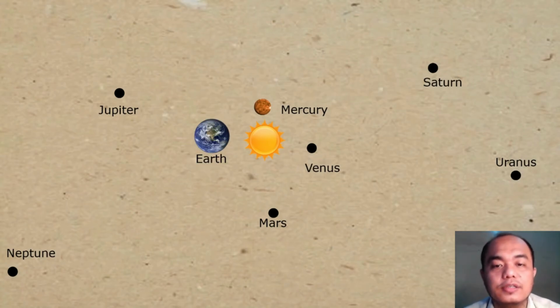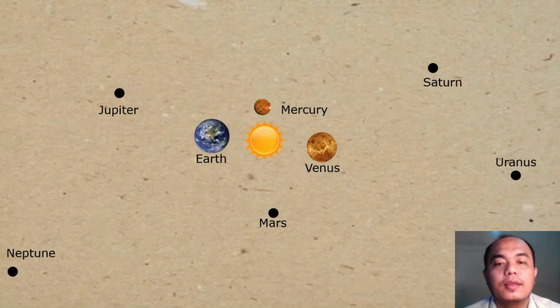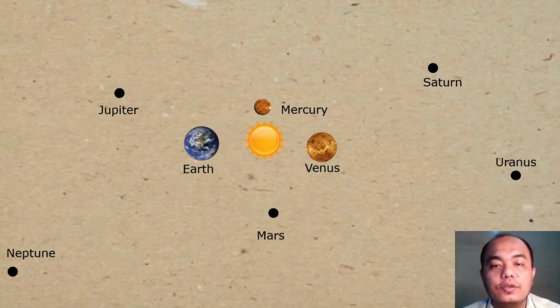Next, let's go to Venus. So, yung Venus naman ay 0.9. No? 0.9 centimeter. So, medyo malapit na siya sa 1. Okay? Next, let's go to Mars. Yung Mars naman ay 0.5.